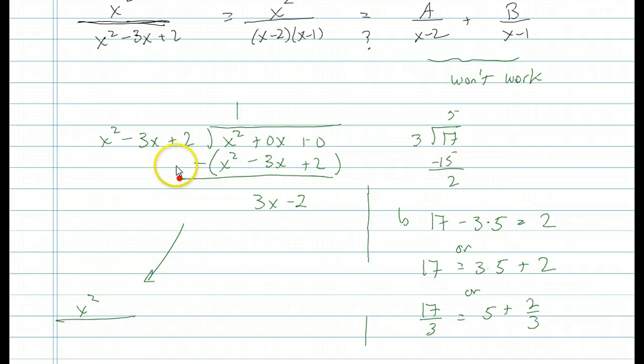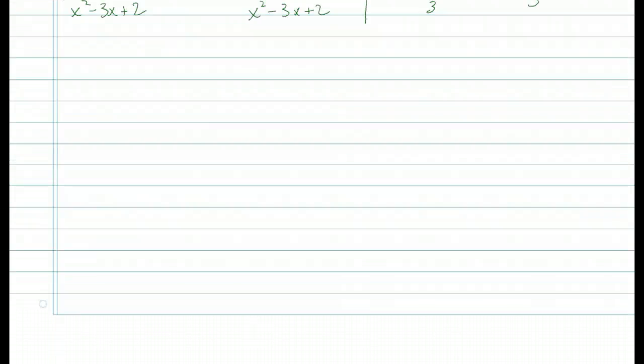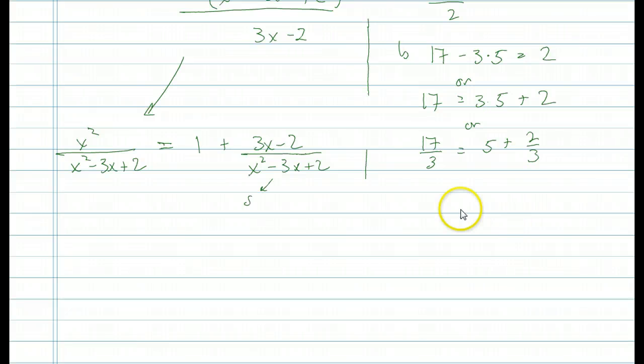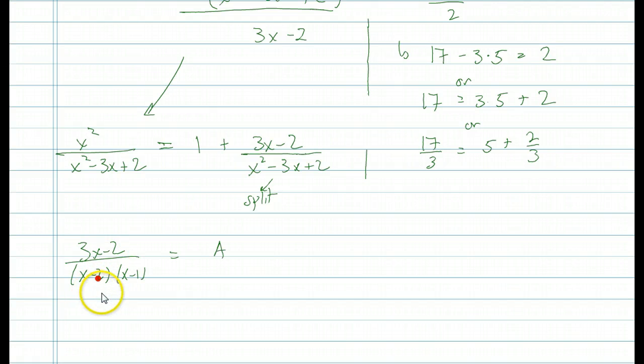Same thing happens over here. The dividend over the divisor is going to equal the quotient, which in this case is the number 1, plus the remainder, which was 3x minus 2, over the divisor. Alright, so now what we want to do is split this up by partial fractions. We're going to be able to integrate the constant function 1 no problem. We're going to split this up, so factor the denominator as x minus 2 times x minus 1. And now this decomposition will work: a number over x minus 2 plus a number over x minus 1.